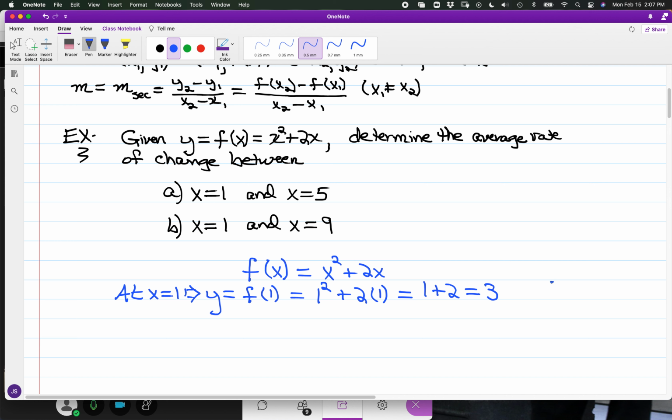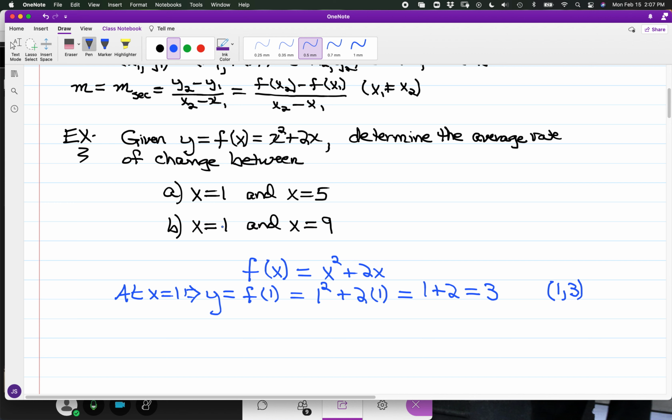So you're looking at a point on the graph of y equals f of x equals x squared plus 2x, which includes (1, 3). So when x is 1, y is 3. So (1, 3) is a point on the graph of this function.